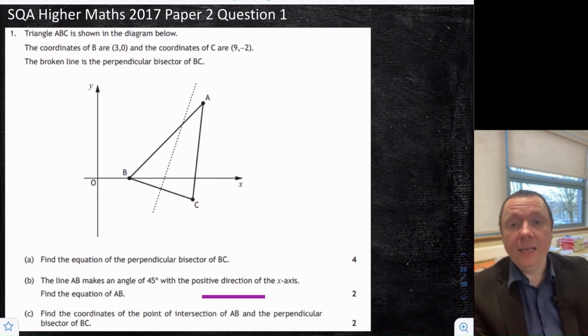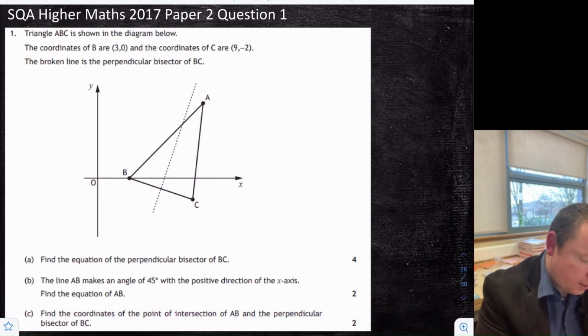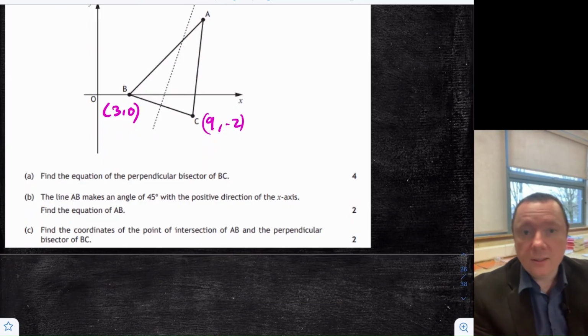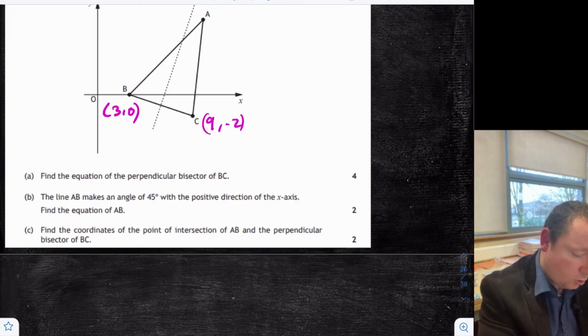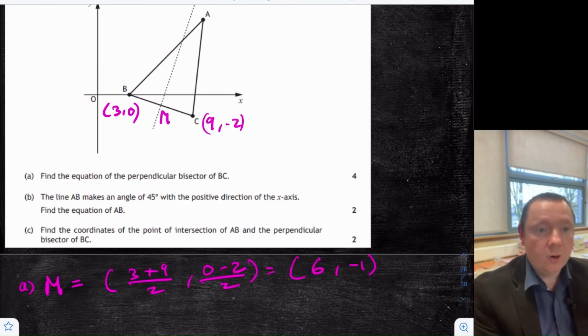And we're done. SQA Higher Maths 2017, Paper 2, Question 1. Again, we've got a triangle showing. It says the coordinates of B are 3, 0, and C is 9, minus 2. And the broken line is the perpendicular bisector of BC. Find the equation of the perpendicular bisector. So for an equation, we need a point and a gradient. So we're going to need to find the midpoint, let's just call that M, and then we can find the gradient. So for part A, the midpoint: 3 plus 9 over 2, 0 minus 2 over 2. That is equal to 6, minus 1 for our midpoint.